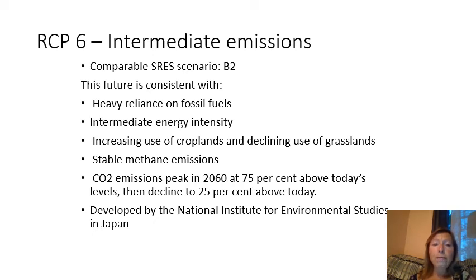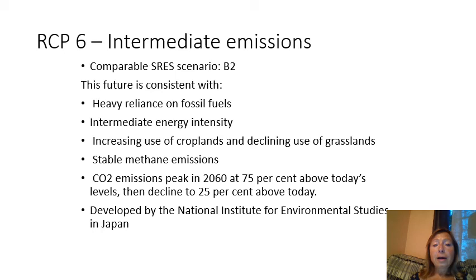So we are not going away from the fossil fuels, and we're actually seeing here intermediate energy intensity, but we also see the growing use of renewables. In terms of the fossil fuels, this is especially continuous use of natural gas, right? So under this scenario, we see the increase in use of croplands, but also decline in use of grasslands, stable methane emissions, and the CO2 emissions basically would continue growing all the way through 2060.